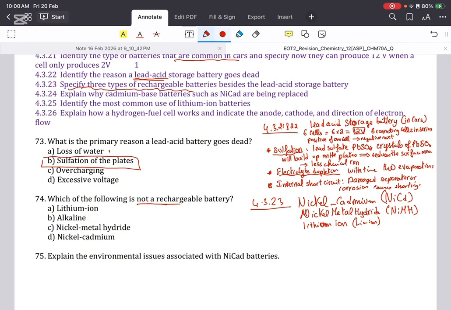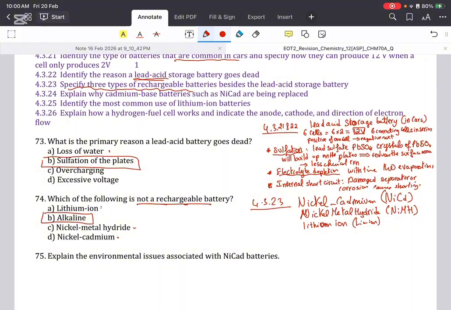So which of the following is not a rechargeable battery? That's a rechargeable battery, so that's not the answer. Nickel metal hydride and nickel cadmium are rechargeable batteries. So the alkaline are non-rechargeable. These are the batteries that you use in toys, and you throw it after a while and you change it.